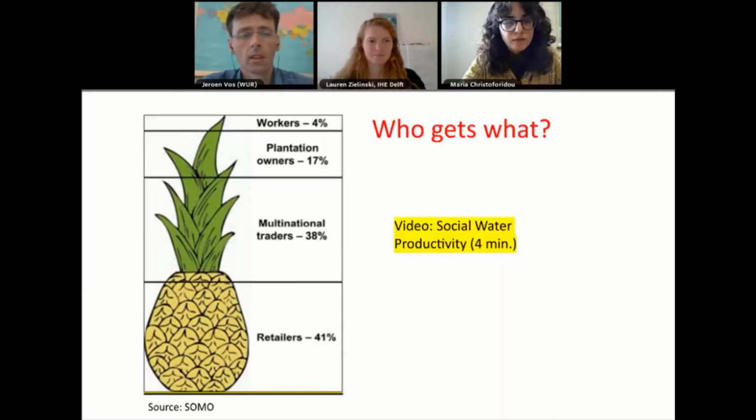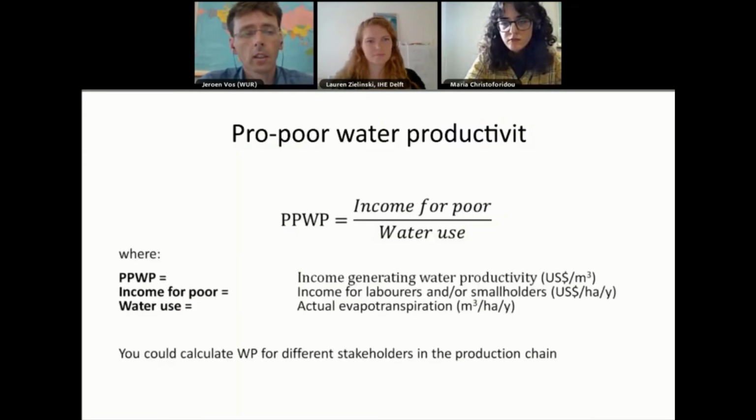So this video actually explains quite well the overall idea of the pro-poor water productivity. And the idea is that in the equation we would say that what we calculate is the income for the poor people divided by the water use. This sounds sort of simple, but when we go into the details of the calculations, we will see it's quite a challenge to make these calculations.